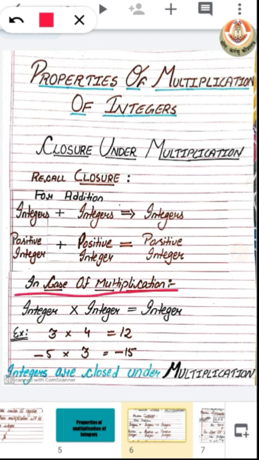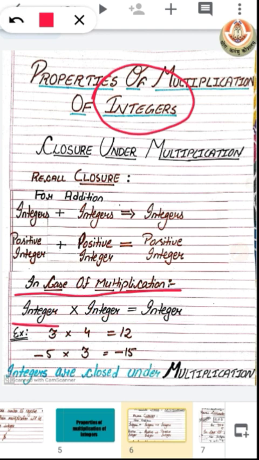In the case of multiplication, when we take two integers and perform multiplication between them, our answer will be an integer. That means it is also a case of closure. Let's check with an example.